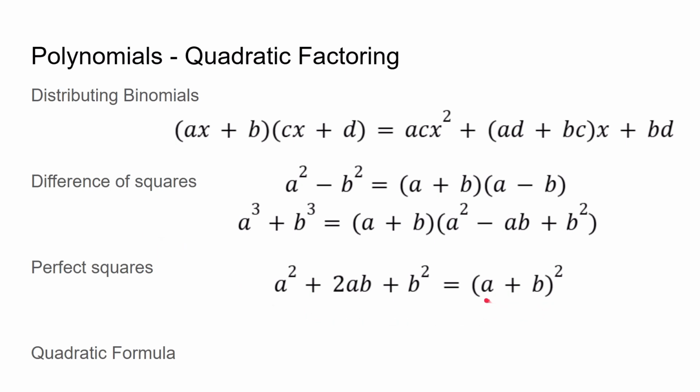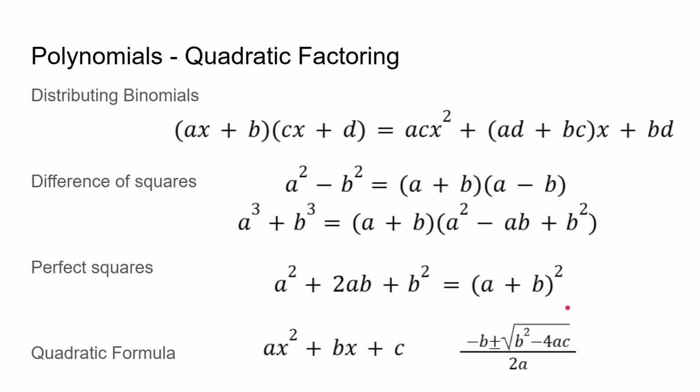Next, perfect squares. So if you have a binomial and you square it, so if you have a plus b squared, you will get this form, where you get a squared plus 2ab plus b squared. So if you see a polynomial in this form, then you can just factor immediately into a plus b squared.